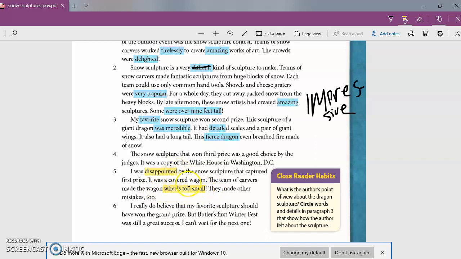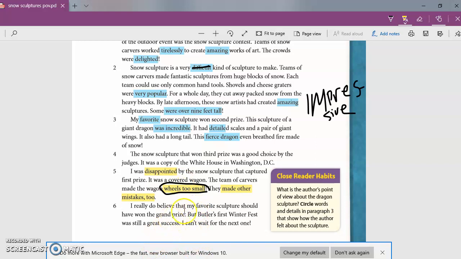So why were they disappointed? Here's that evidence: because they were too small, those wheels were. And they also made other mistakes. So what is the author's point of view, or the speaker's point of view, of the first prize? Well, he was definitely a little bit disappointed.